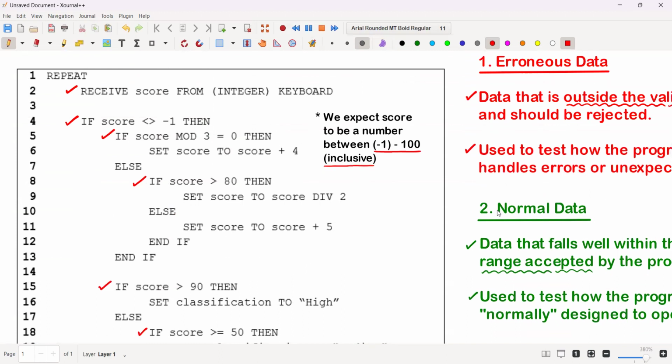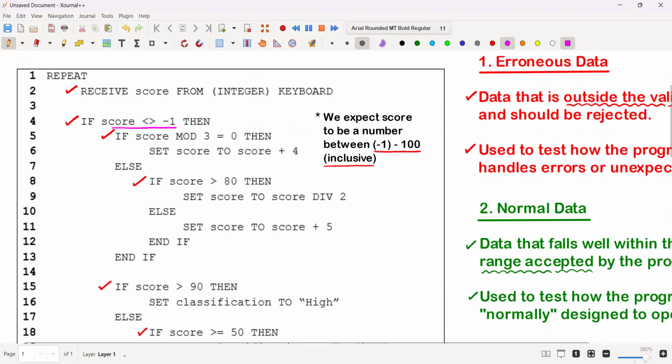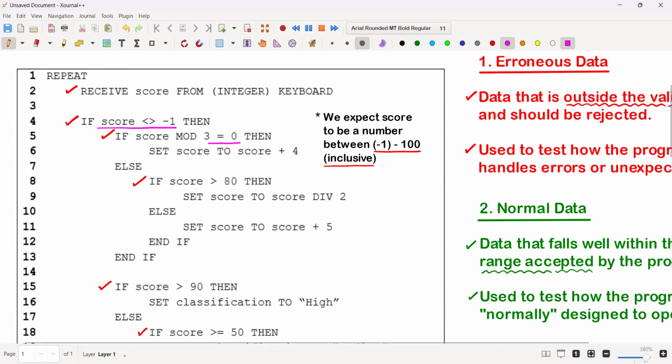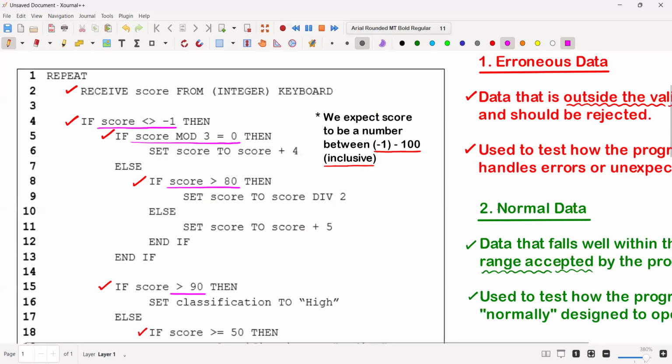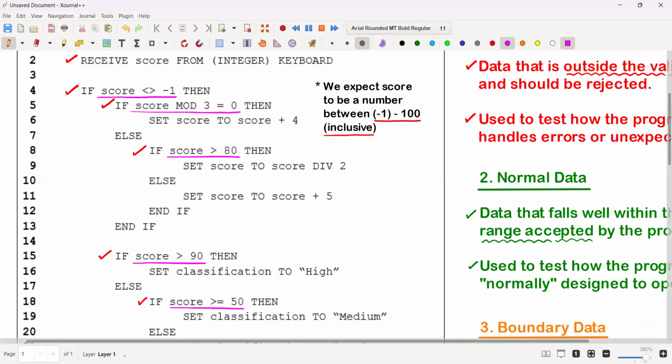Now, we can also take a look at erroneous, normal, and boundary data for all of our decision boundaries, or our if conditions. Let's take a look at how many if conditions we have in our program, guys. We first have an if condition here that checks if the score is not equal to -1. Then we have another if condition that checks if the score modulus 3 is equal to 0. Then we have another if condition that checks if the score is greater than 80. Then we have an if condition that checks if score is greater than 90. Last but not least, we have a score greater than or equal to 50 condition. So a total of 5 conditions, isn't it?